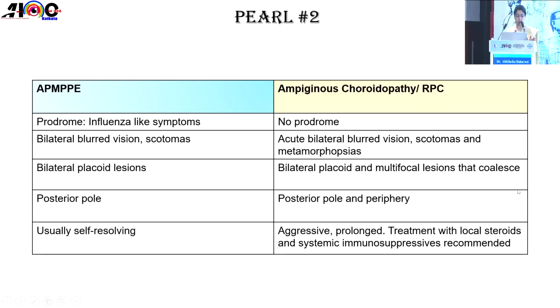So APMPPE presents after a prodrome of flu-like symptoms. In ampiginous, there is no prodrome. The bilateral placoid lesions are mostly in the posterior pole in APMPPE, whereas in ampiginous they can spread to the periphery, and the course in ampiginous is quite aggressive and prolonged, and treatment is required with local and systemic immunosuppression.